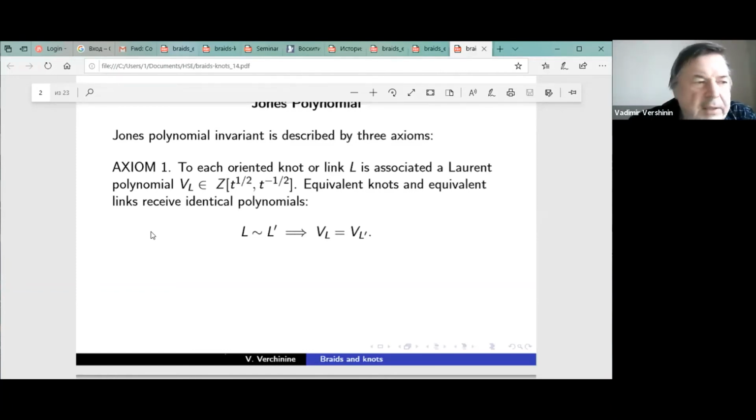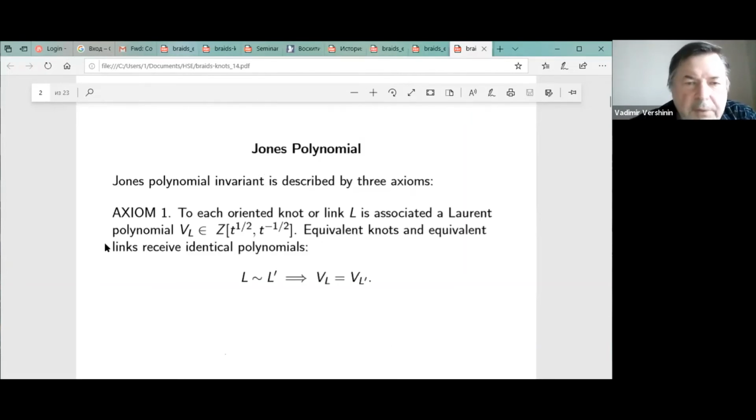But the proof that I try to give here is much simpler, so it happens that proofs which come later are. So we define the Jones polynomial the same way as the Alexander polynomial, by skein relations. So axiom 1. To each oriented, again, essential word is oriented.